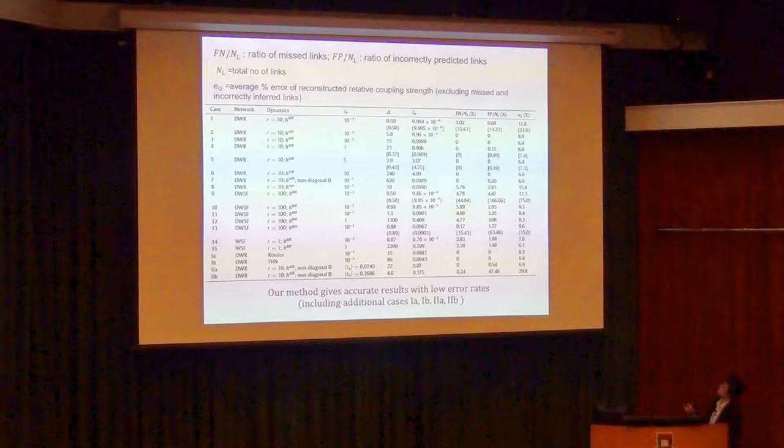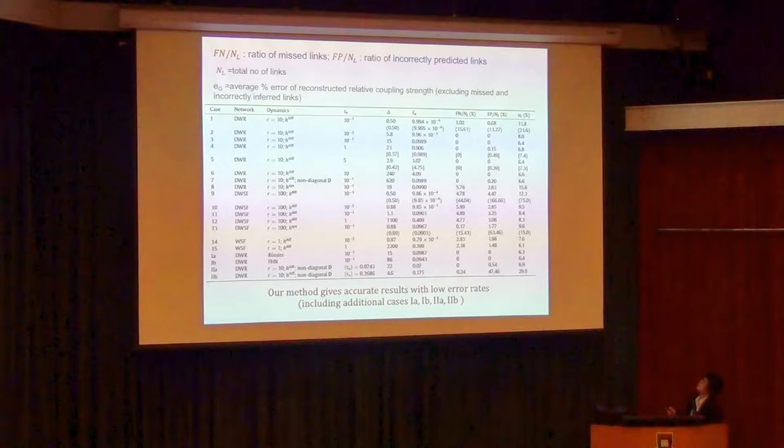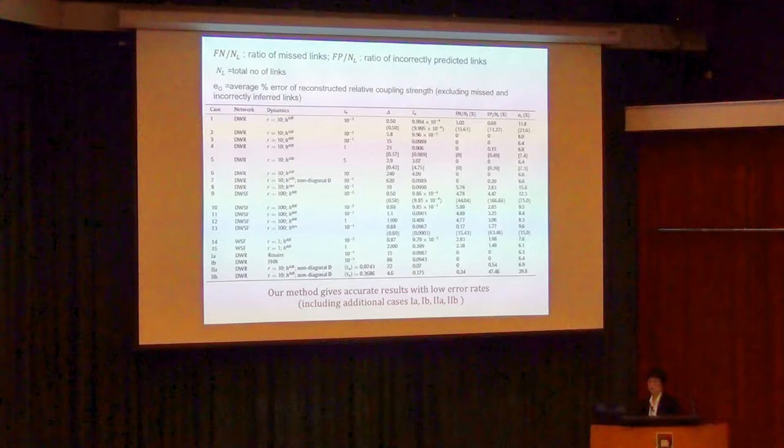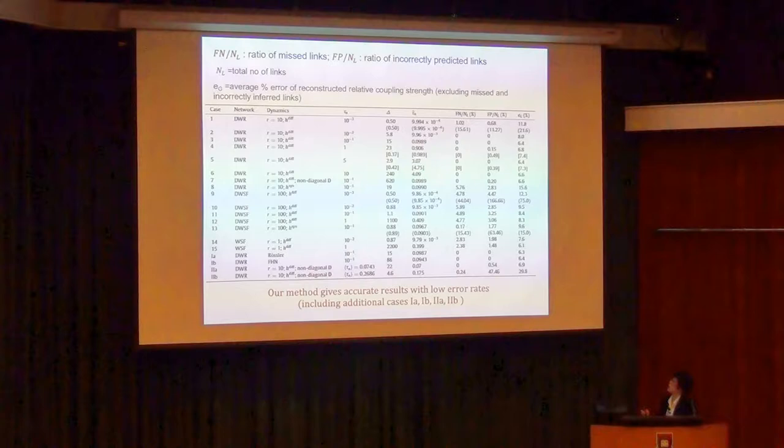But in any case, the more important thing is here. This is the error rate. We measure the accuracy of the method by these two error rates. So FN is the false negative. False negative means there is a link, but we just miss it. And FP is a false positive. There is no link, but we said there is a link, so it's a false positive. And we normalize the measured error relative to the actual number of links in the network. So these are two error rates.